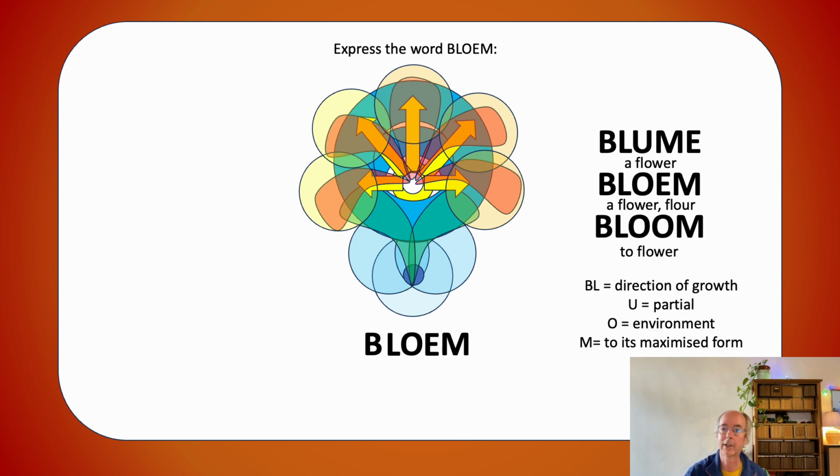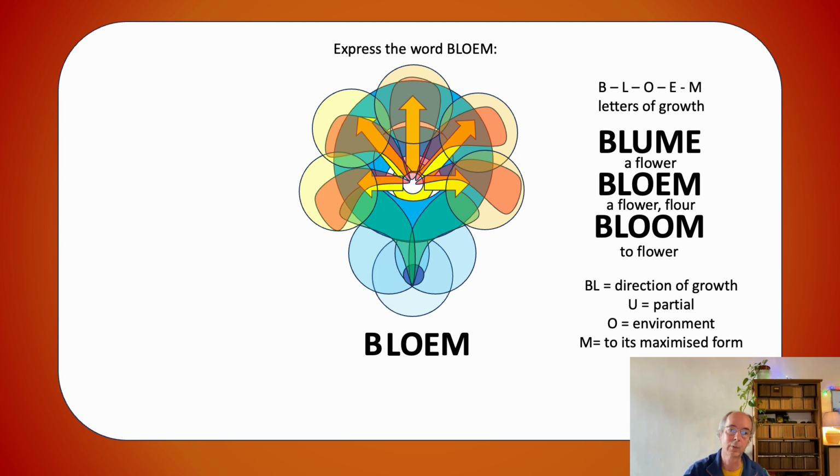So you have a direction of growth with the BL, growth which comes forward from a condition which is a little bit unstable, and then you have the U, which says that it only takes part in a partial space of the O, the environment, so that the M will come to its maximalized form. That's what you have. So the bloom words are all showing letters of growth.